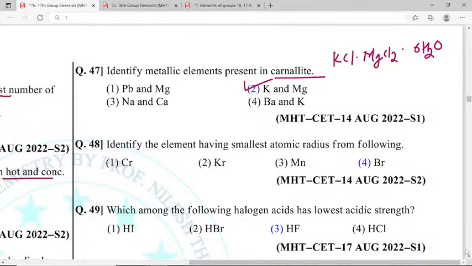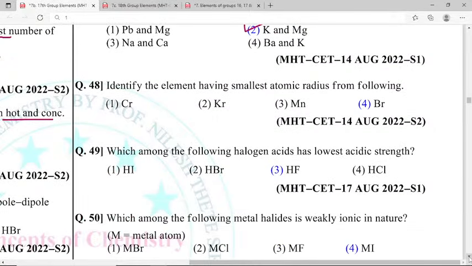Identify the element having smallest atomic radius from the following. So among the elements, smallest atomic size is bromine. Bromine is a halogen. This is how much? 36, 24, 25, and bromine has 35.